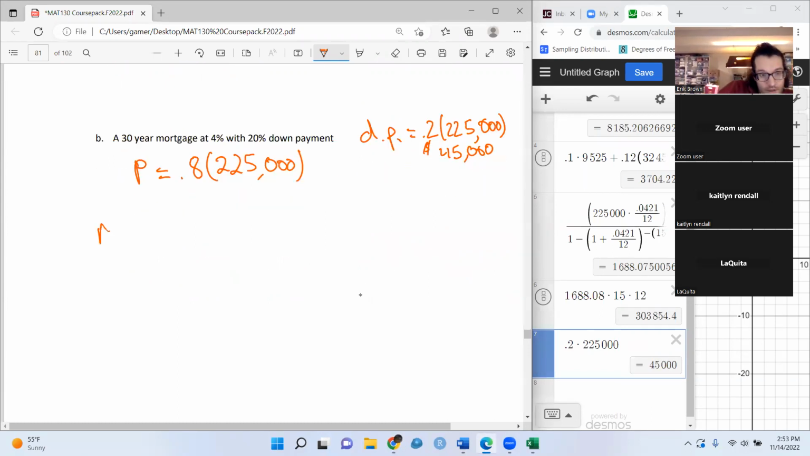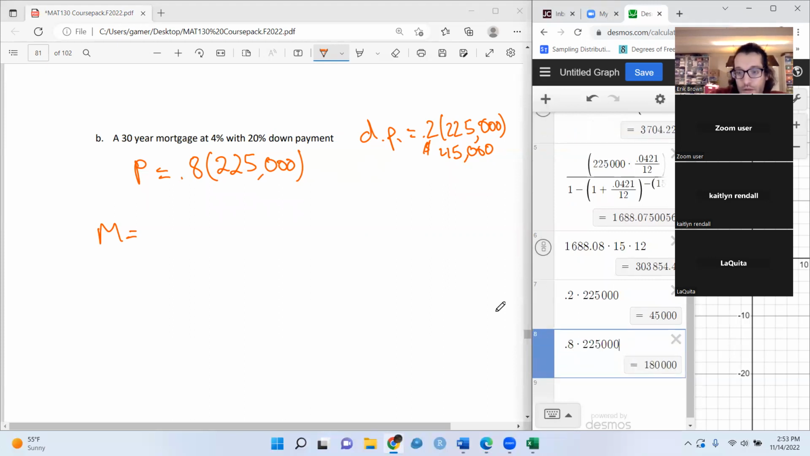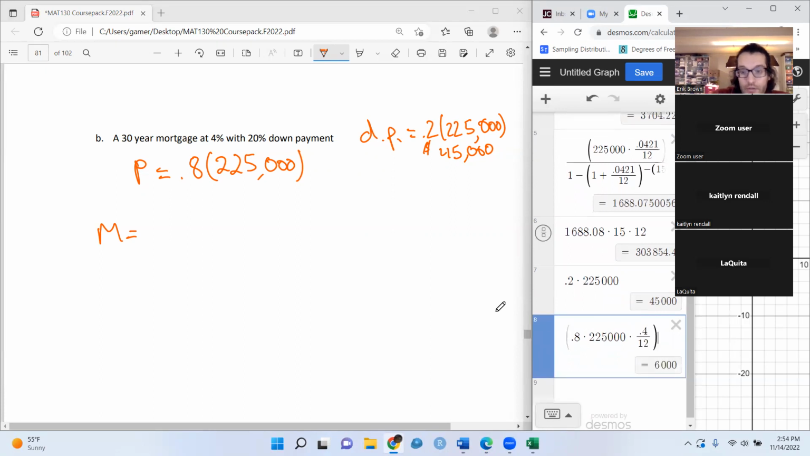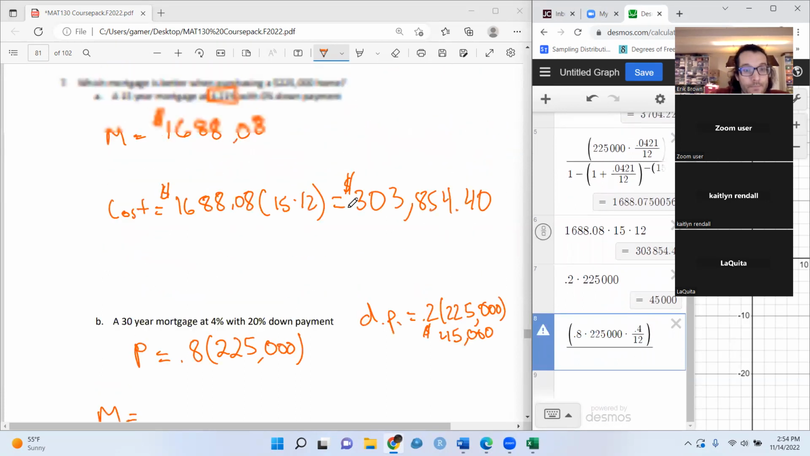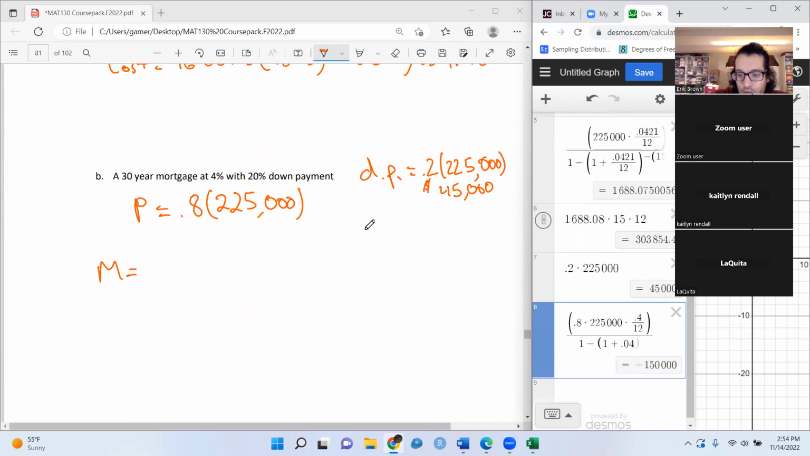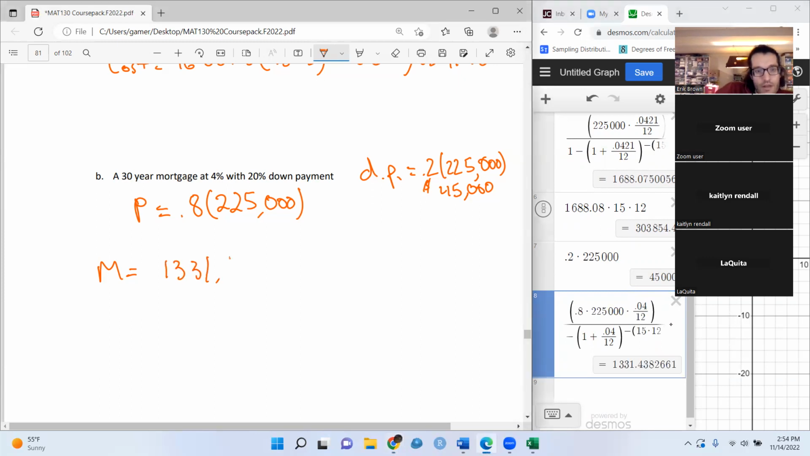Okay, so then let's calculate the monthly payment. Same thing. Here we're going to do the 225,000 minus the 45. I'm just going to type that as 0.8 times 225,000. So we're borrowing 180,000. We got a slightly lower interest rate. That's nice. So 0.4 divided by 12, and then 1 minus 1 plus 0.04 divided by 12. I screwed this one up, right? This made it a 40% interest rate. That's insanity. And then this is raised to the 15 times 12. Don't forget that negative in there. All right, so this monthly payment's a little bit less, $1,331.44. 200 less a month. That's helpful.